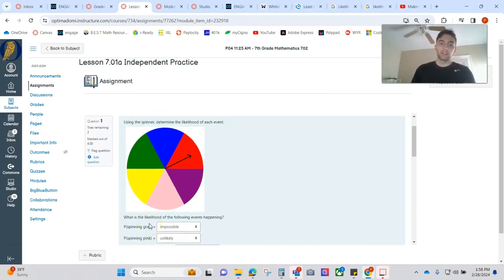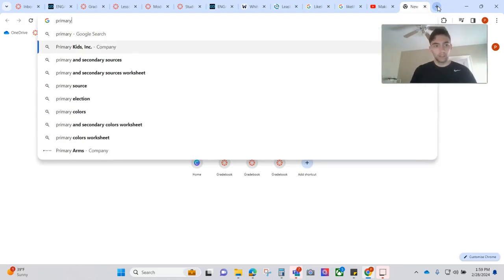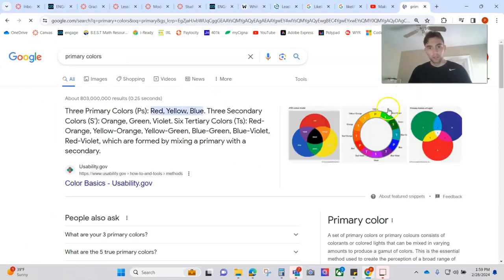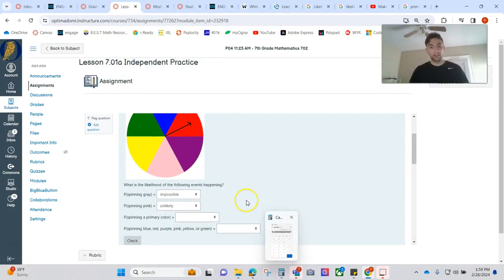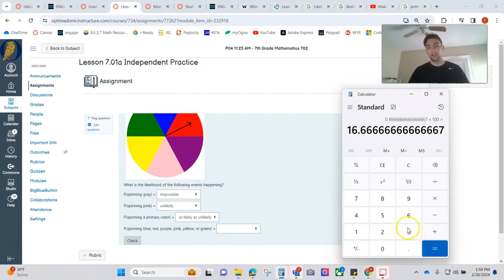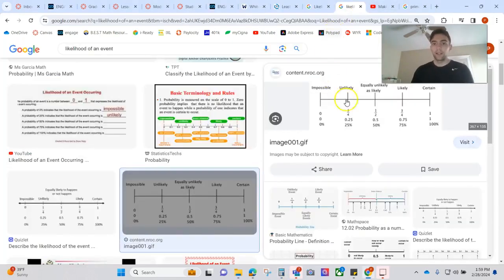Spinning a primary color. Now, I'm not a master at primary colors, but I'm pretty sure, actually, let's give it a Google. Primary colors: red, blue, and yellow. So 3 out of 6 are primary colors. That's half, right? So equally as likely as unlikely. 3 out of 6 as a percent is 50%. So as likely as unlikely.